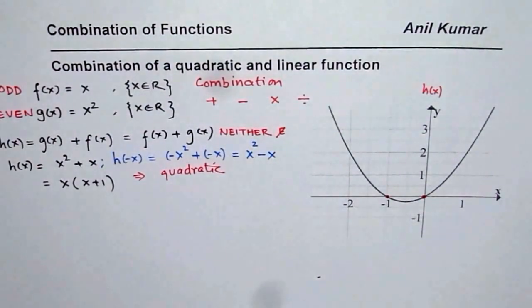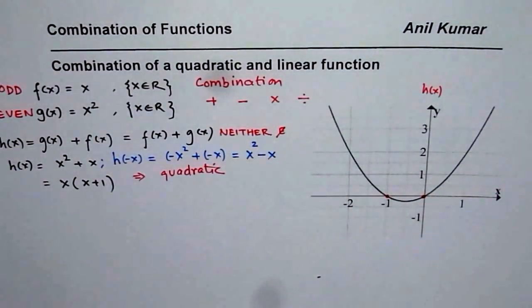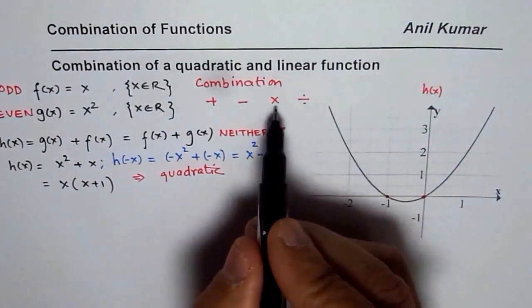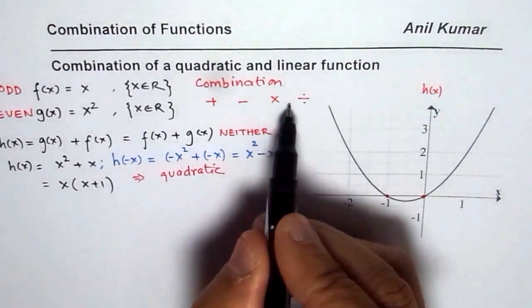Always, correct? So it is always a quadratic function. So when you add or subtract, you get a quadratic function. Now what happens when you multiply or divide? Now let's look into that part.